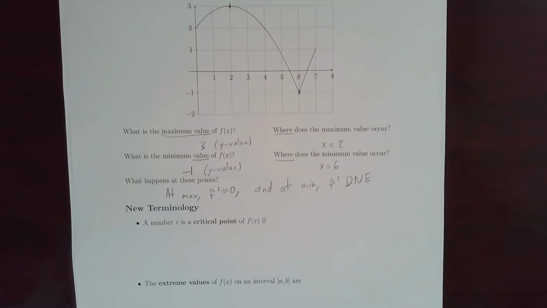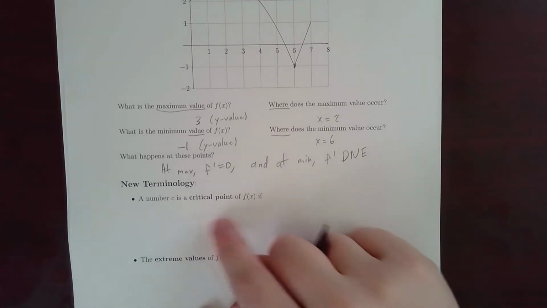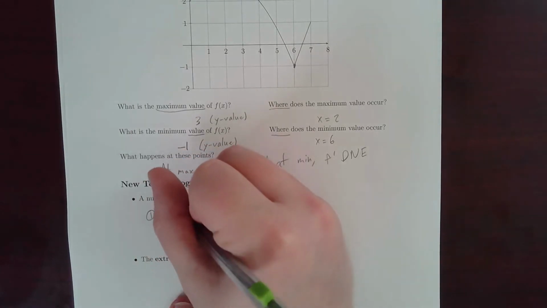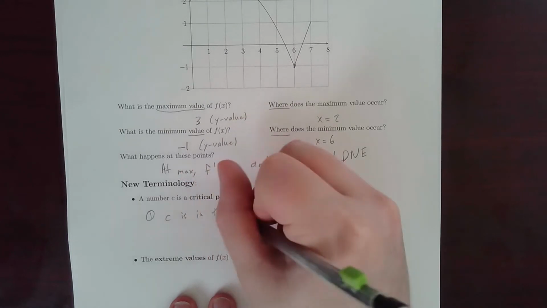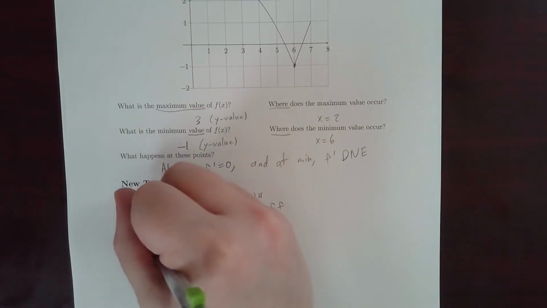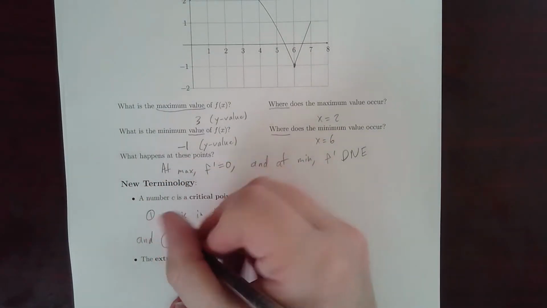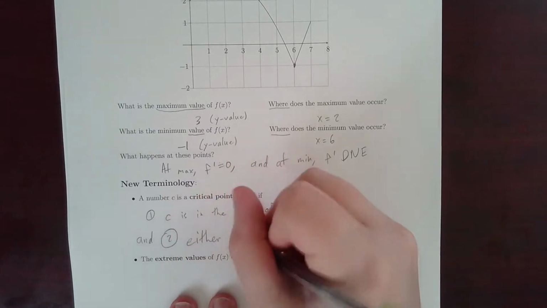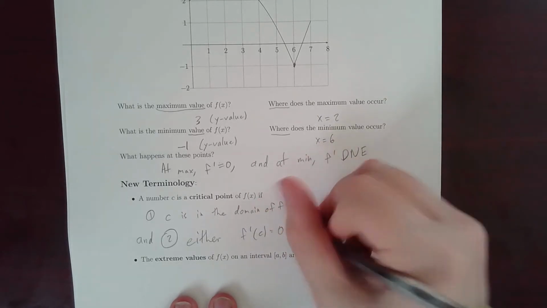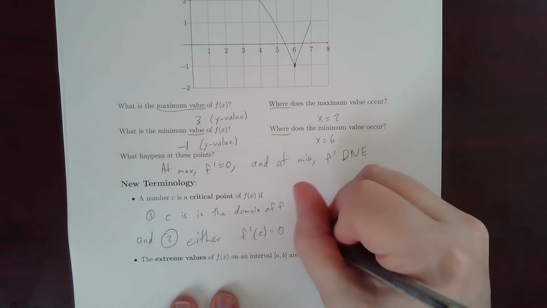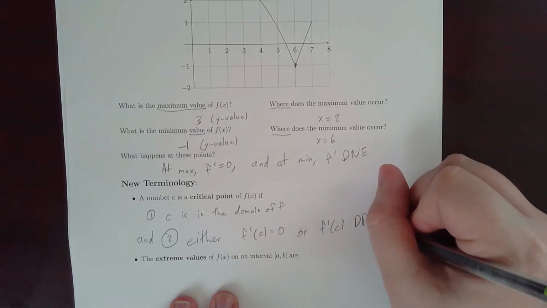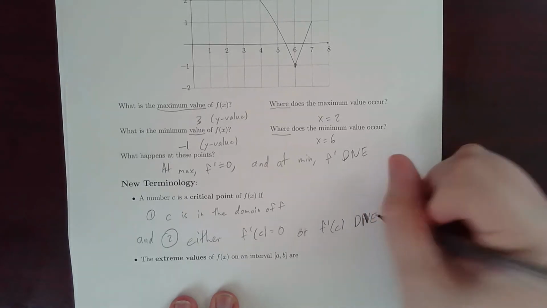So a couple of pieces of new terminology. A number c is going to be called a critical point if two things: one, c is in the domain of the function f, and two, either f prime of c equals 0, or the derivative at c does not exist.